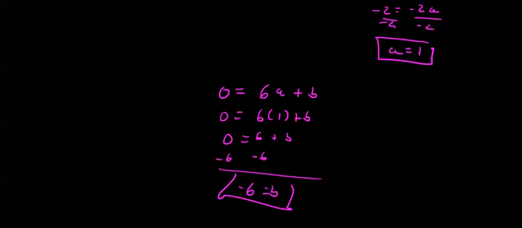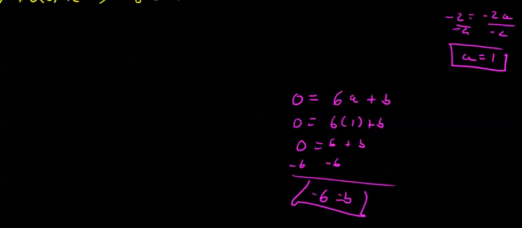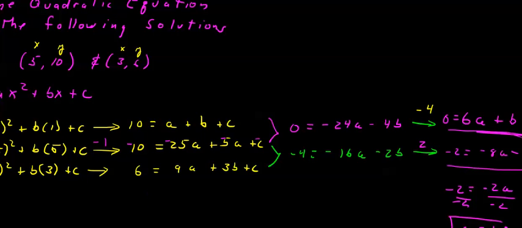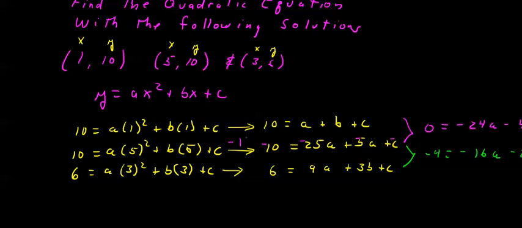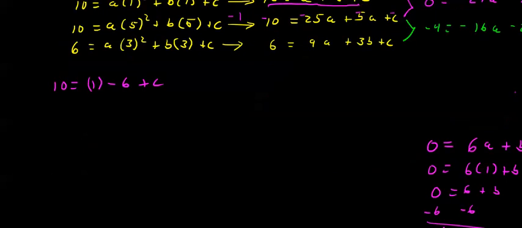And then we have to go back to one of our original equations. A is 1, B is negative 6. Back to one of the original ones. I'm going to use this one right here. 10 equals A minus B, which is negative 6, plus C. 10 is equal to negative 5 plus C. I add 5 to both sides. 15 is equal to C.